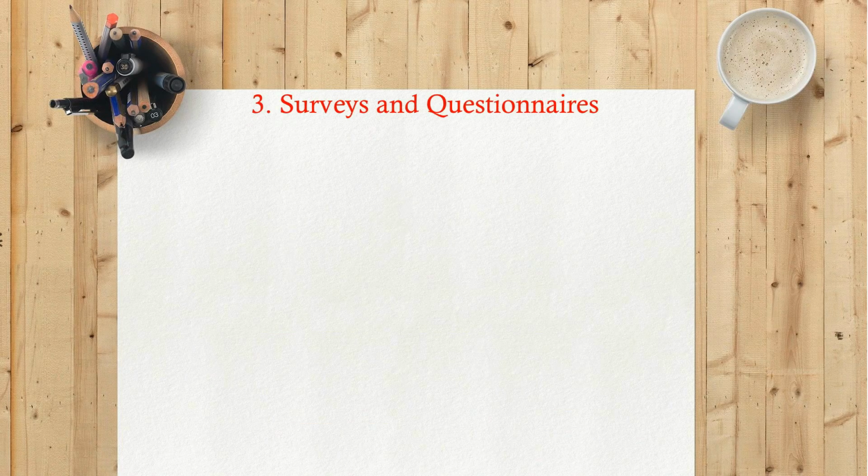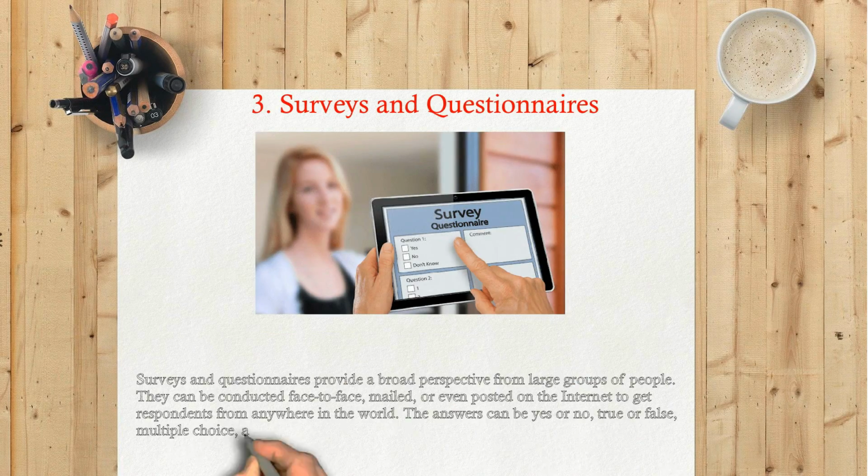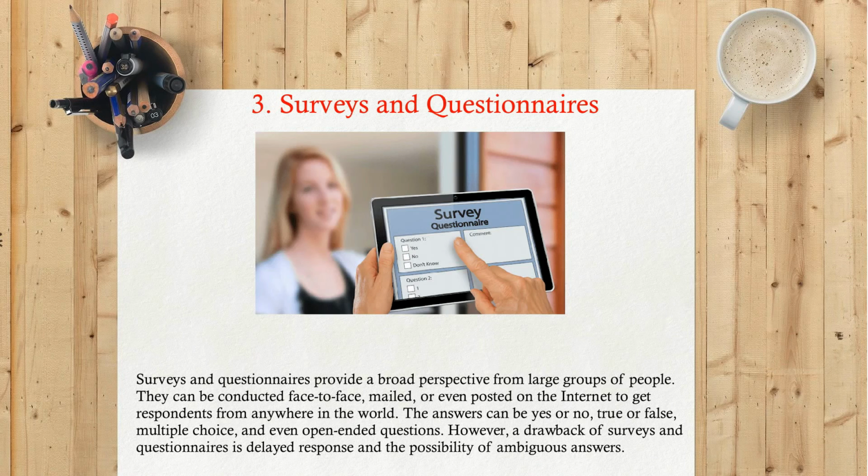3. Surveys and questionnaires. Surveys and questionnaires provide a broad perspective from large groups of people. They can be conducted face-to-face, mailed, or even posted on the internet, to get respondents from anywhere in the world. The answers can be yes or no, true or false, multiple choice, and even open-ended questions. However, a drawback of surveys and questionnaires is delayed response, and the possibility of ambiguous answers.